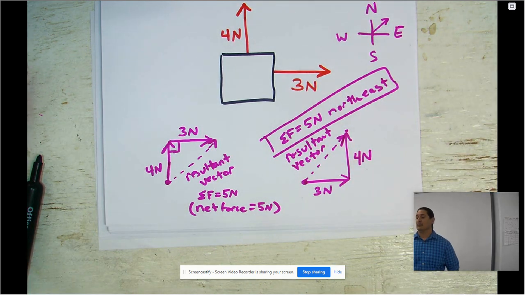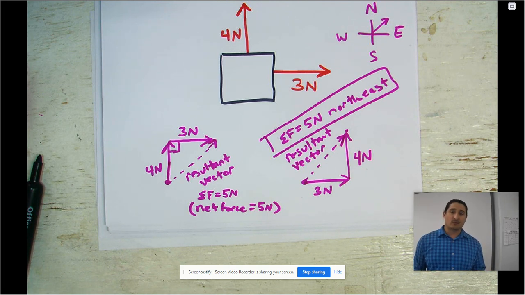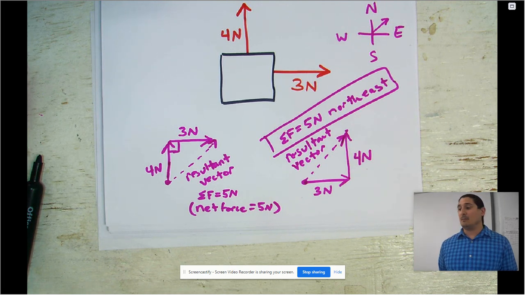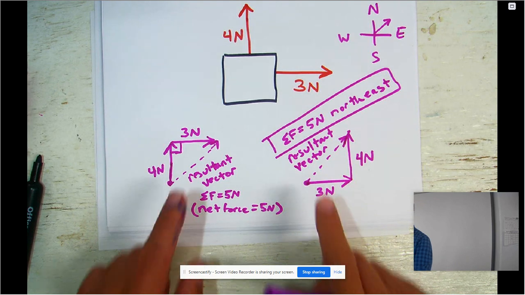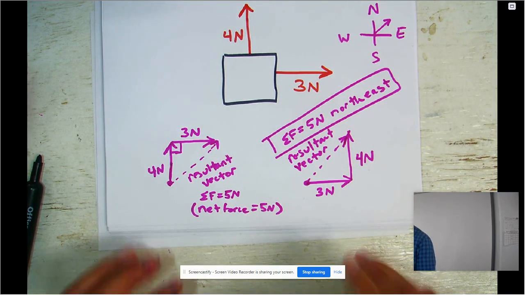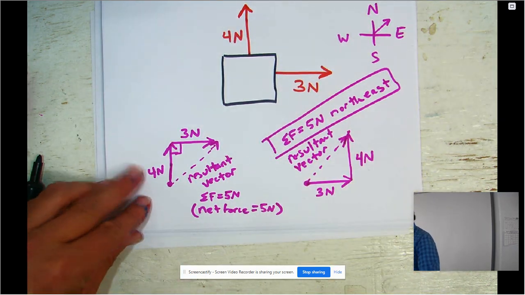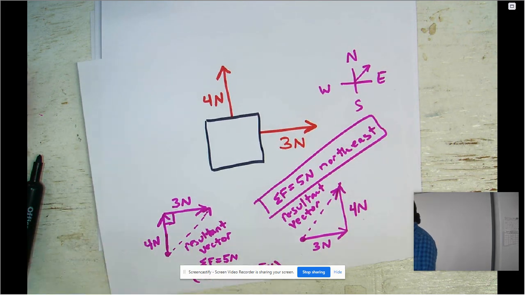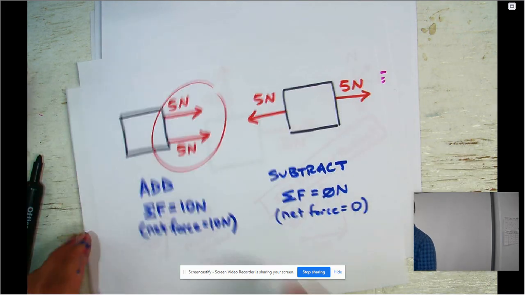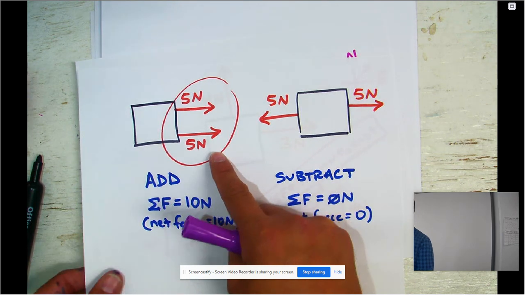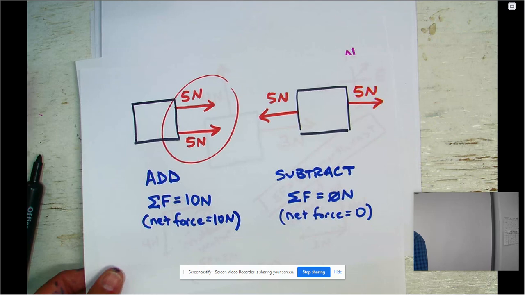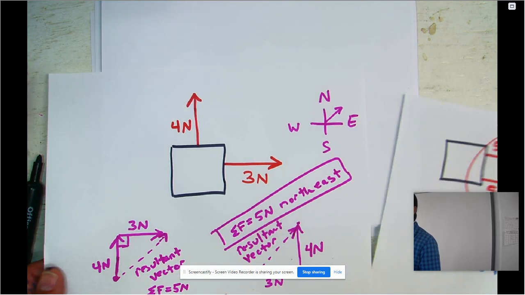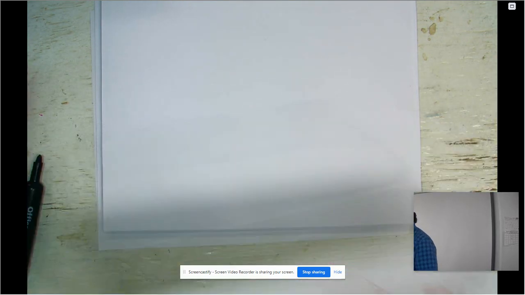That would be the answer for the net force, or the sum of all my forces. It's 5 newtons northeast. We're just using the Pythagorean theorem here. Use the Pythagorean theorem whenever you have force vectors that are at right angles to each other. You're going to add if your force vectors are in the same direction, and subtract if your force vectors are in opposite directions. These are your free body diagrams.